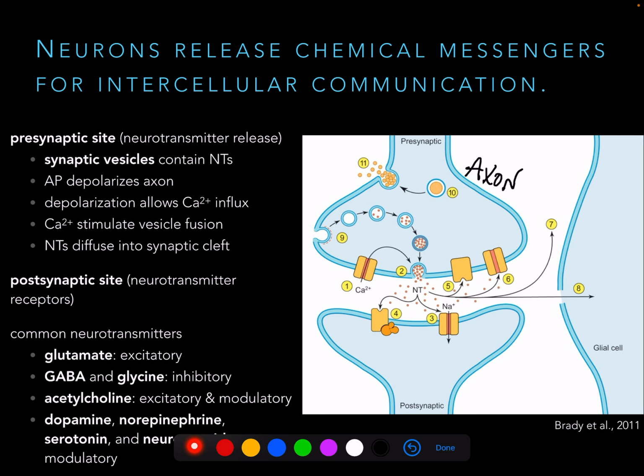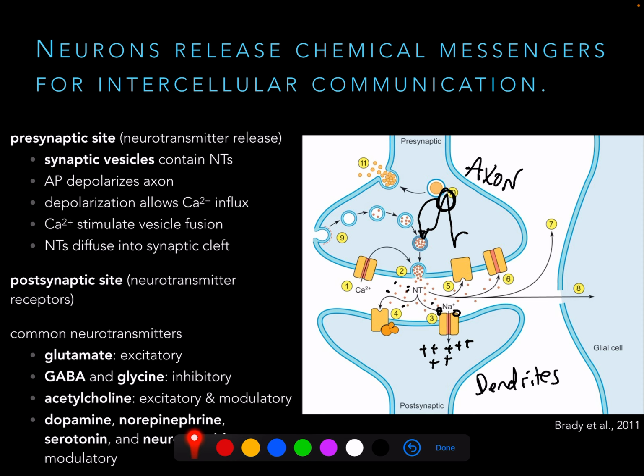When the action potential arrives, here's our depolarization there. That depolarization triggers this vesicle to fuse and our neurotransmitters to fuse out, turning on neurotransmitter receptors. They can allow charge to flow into this second neuron here, the postsynaptic site, which is typically on the dendrites. Not always, but usually.